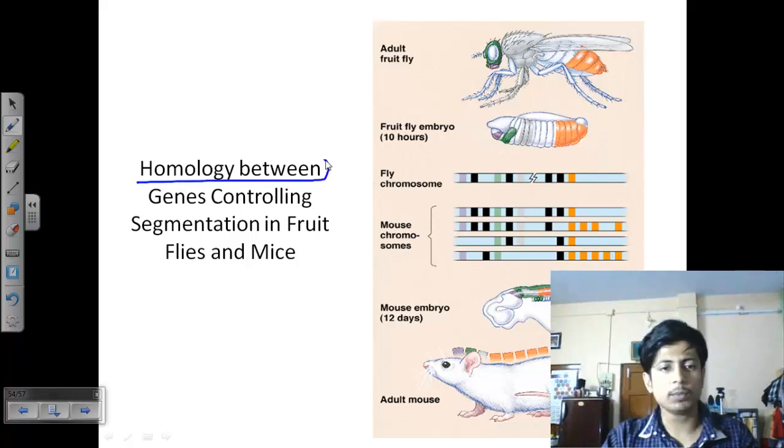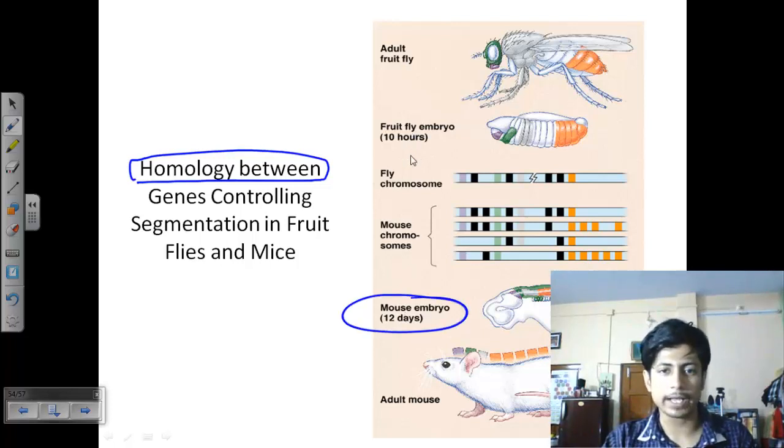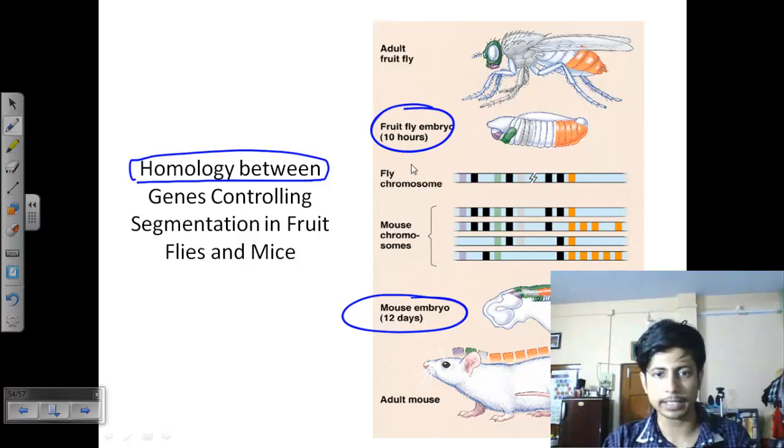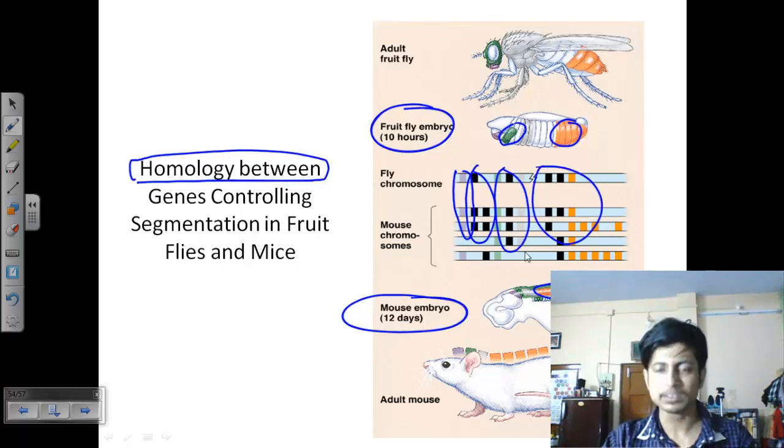There is an intrinsic homology found between the genes controlling the segmentation of the body. If you take a mouse embryo as well as a fruit fly embryo, at 10 hours and 12 days respectively, you will see some extensive regions. This green region will make the head portion, and this orange region will make the back region. See, this is the genetic content. This is the fly chromosome. This is the mouse chromosome. You see a lot of similarities out there. This is the homology that is found.